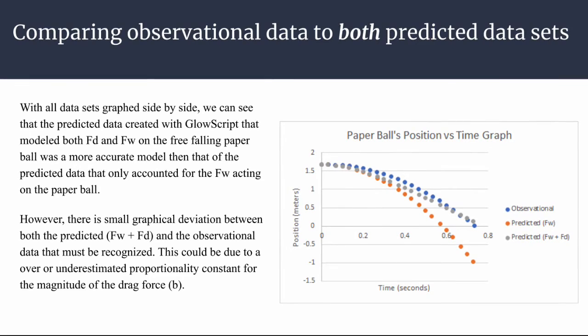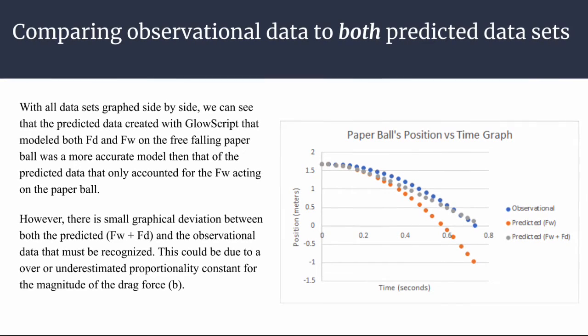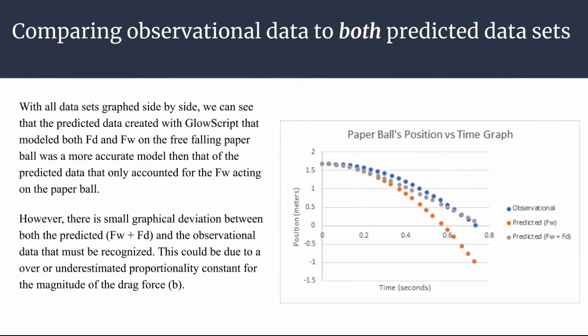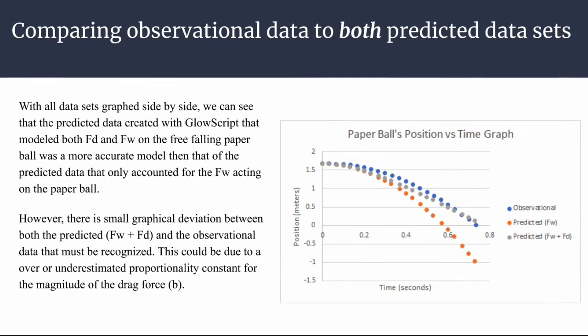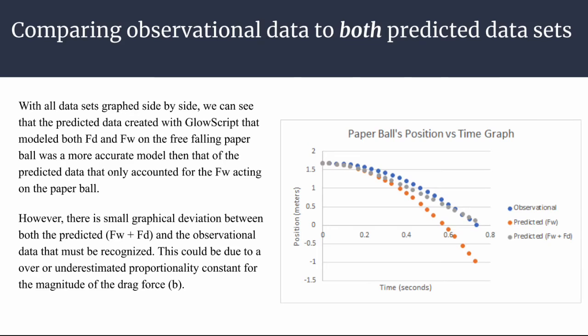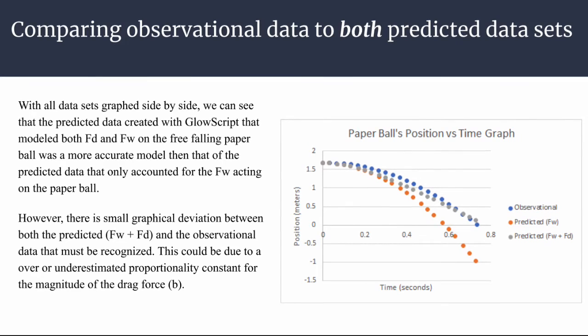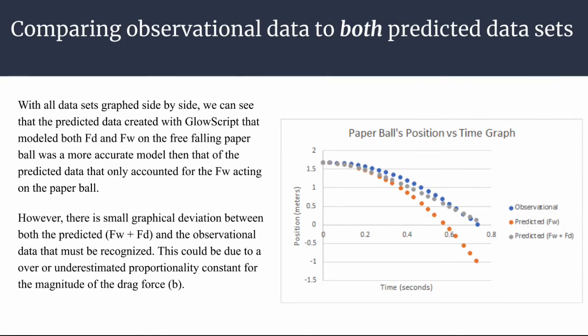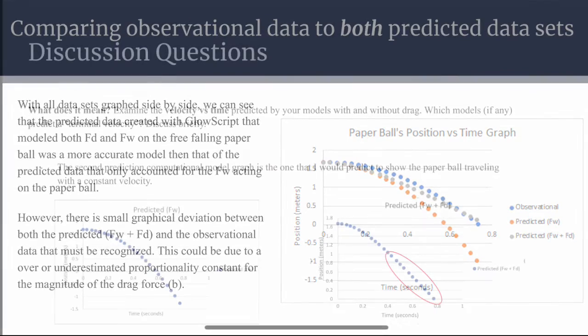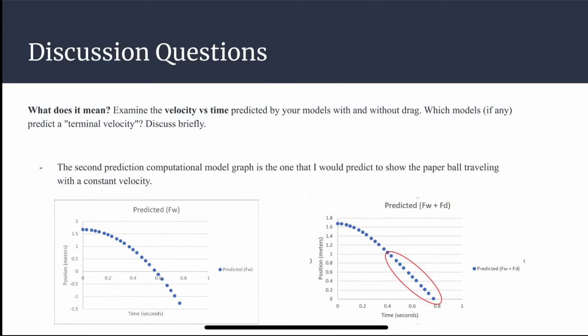However, there is a small graphical deviation between the predicted force of weight plus the force of drag and the observational data that must be recognized. This could be due to the over or underestimated proportionality constant for the magnitude of the drag force, which is our B constant. So now let's talk about the discussion questions.